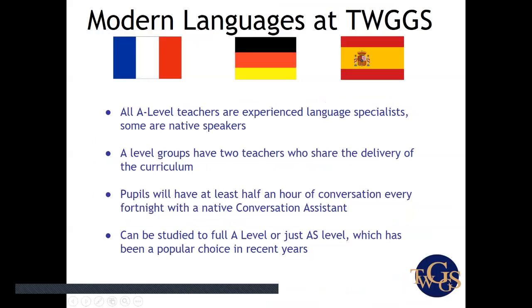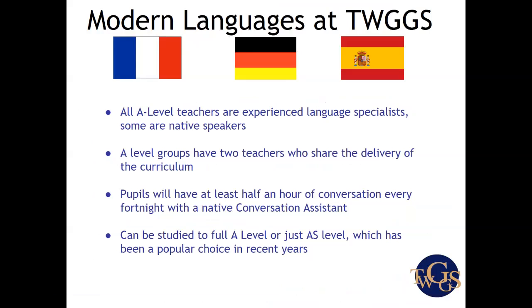Languages at Twigs are all the same format for French, German, and Spanish. We're all A-level experienced teachers and language specialists, and some of us, like me, are also native speakers. A-level groups will always have two teachers who share the delivery of the curriculum, and we feel that works best because that way we play on the strengths of each of the teachers.